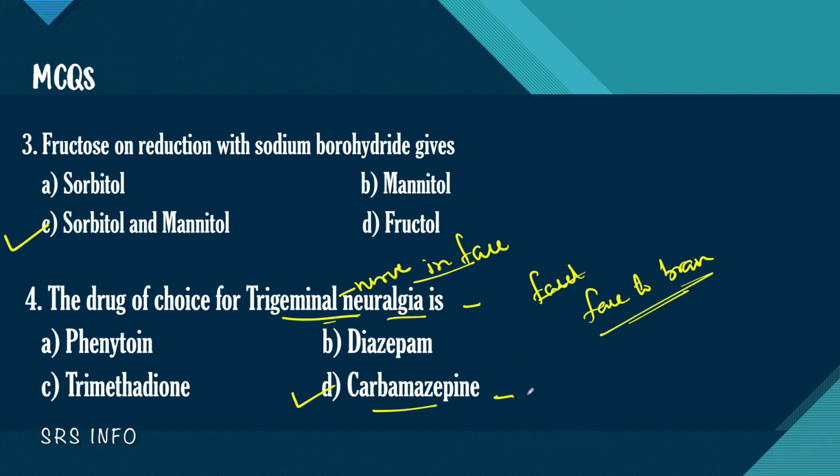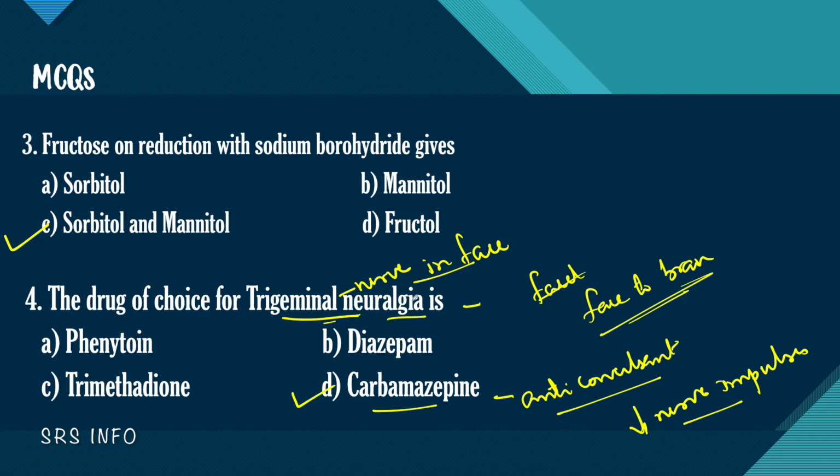And carbamazepine is an anticonvulsant. And what is the function of this carbamazepine? It decreases the nerve impulses. Okay, it decreases the nerve impulses on this trigeminal nerve so that the pain can be reduced. The nerve impulses cause seizures and nerve pain. Okay, so carbamazepine is used as an anticonvulsant which reduces the nerve impulses on this trigeminal nerve, which reduces the trigeminal neuralgia. And this carbamazepine is also used to treat bipolar disorder.